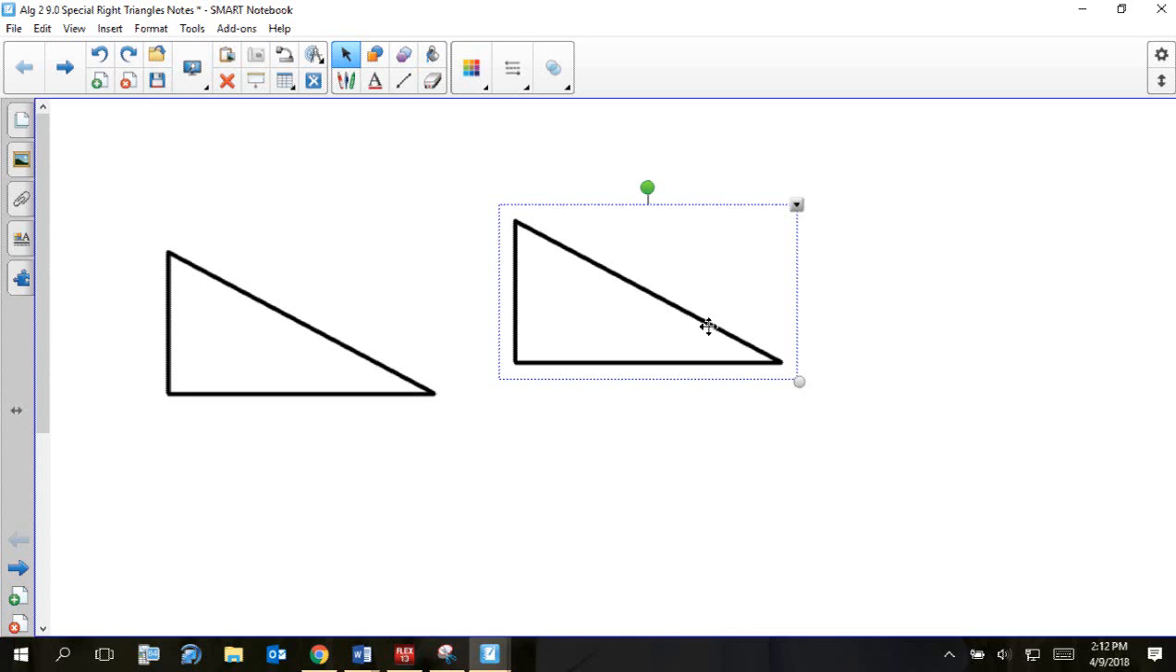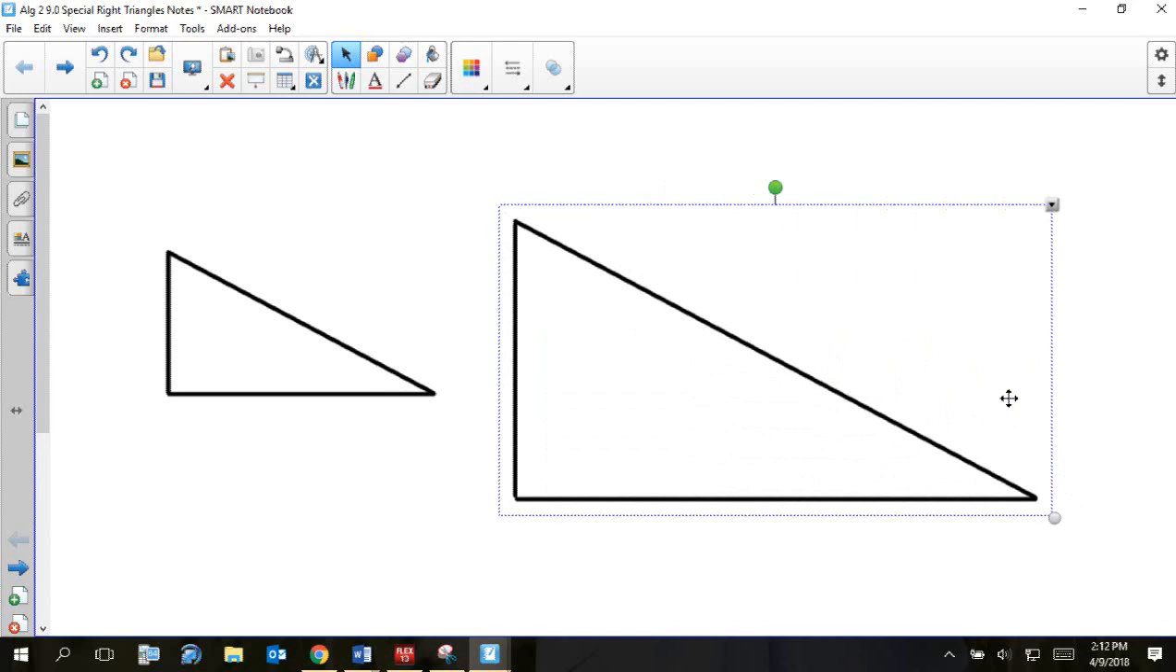But that's not for proving things the same. That's for something else. Anyway, you guys saw that I copied this. It was exactly the same. Now what I'm going to do is dilate it. I'm going to make it bigger. Now these aren't congruent.